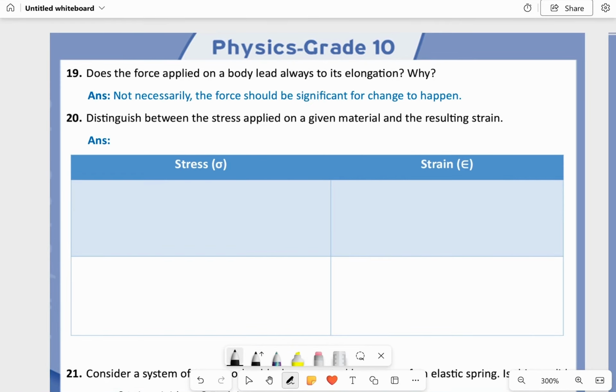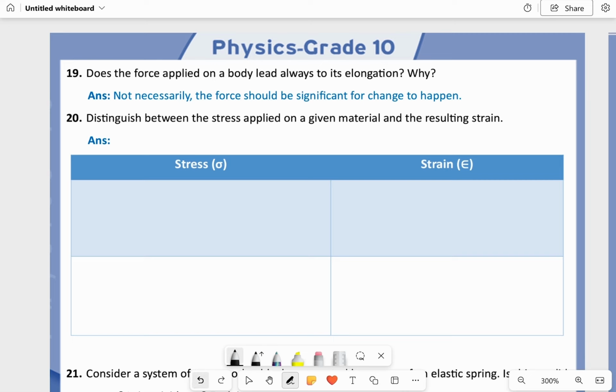In this video we are going to finish the rest of the questions that we have in chapter 2, review and assist. Question 19, it says, does the force applied on a body always lead to its elongation? No, because the force should be significant in order to make elongation happen. For example, if you have an object, let's say a rubber or a sponge, if you apply a small force on it, is it going to elongate or is it going to change its shape? No, of course it's not. Why? Because the force is not significant enough to make the object elongate.